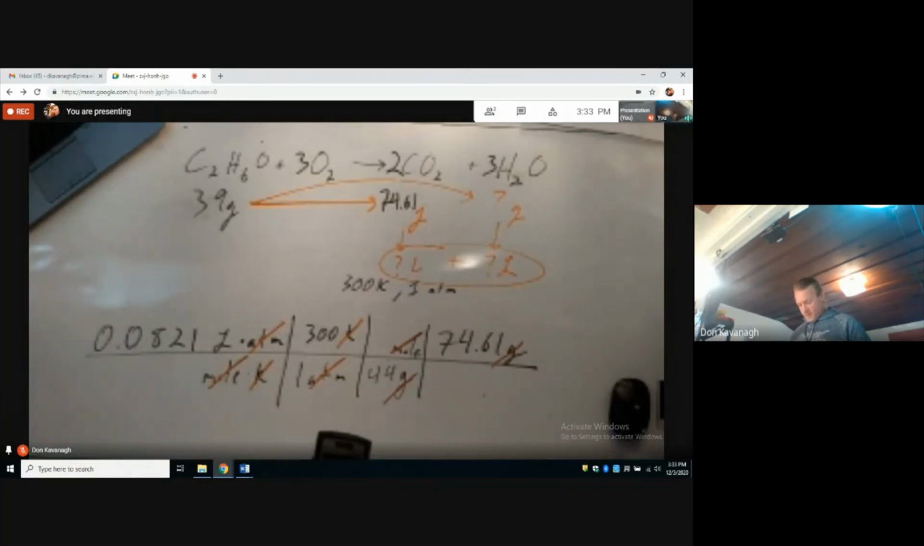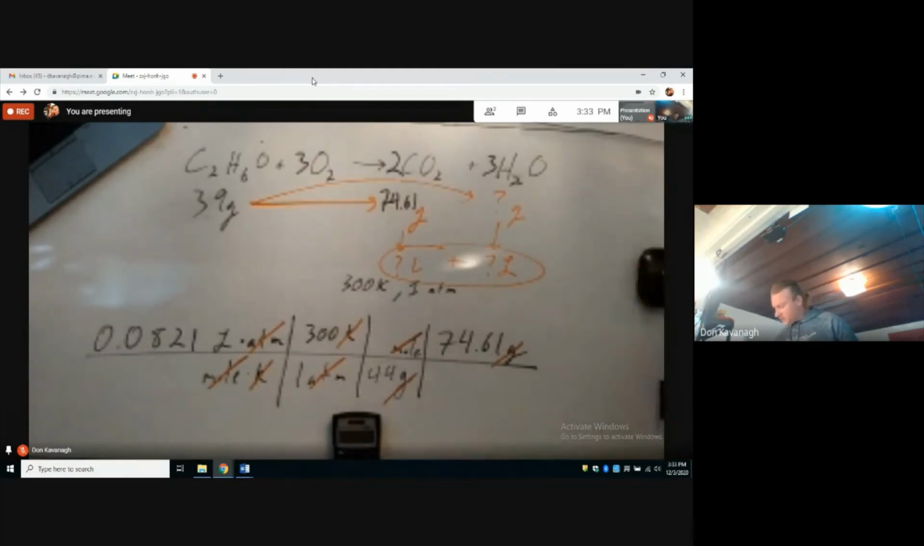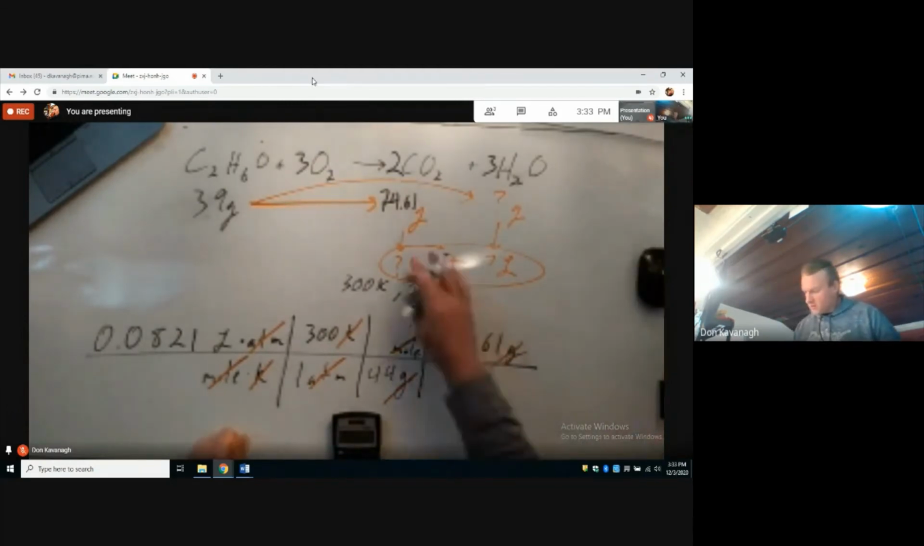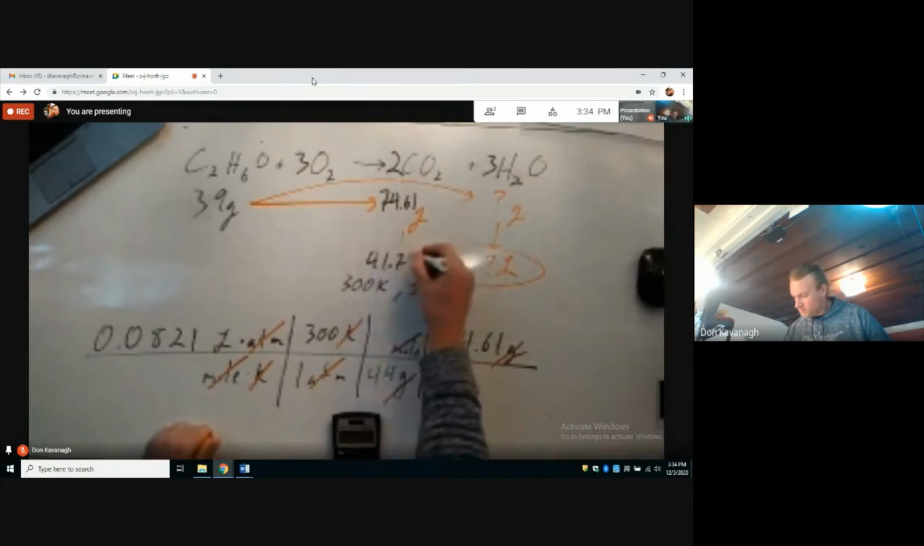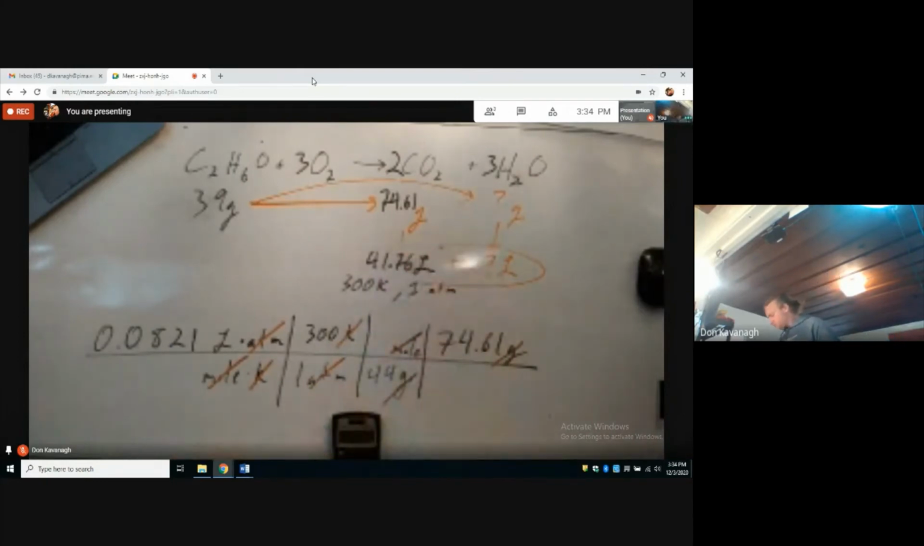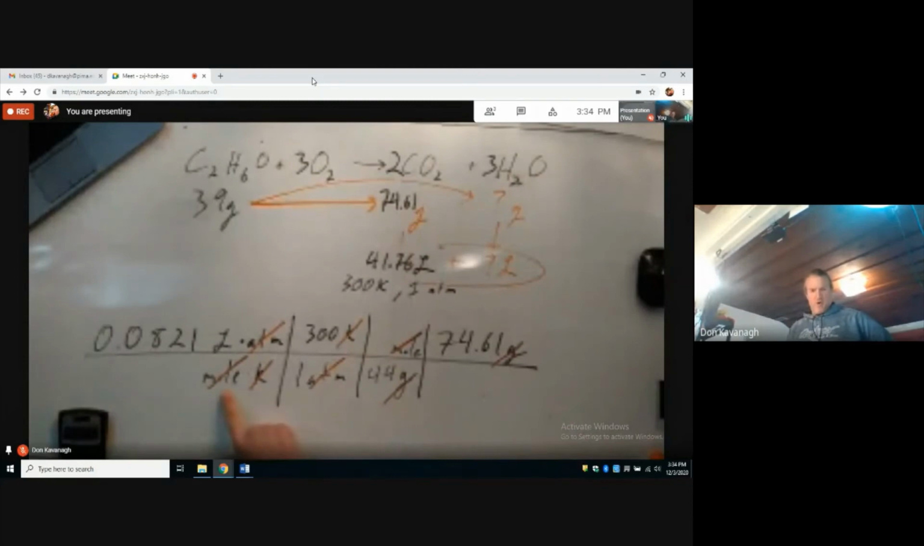Having the scaffold, having the units guide us, I'm getting 41.76 liters of CO2. Now, if you rewind a bit, you notice that we had to cancel out moles of the gas, and we used the periodic table to cancel out that unit of moles to put the grams in there.